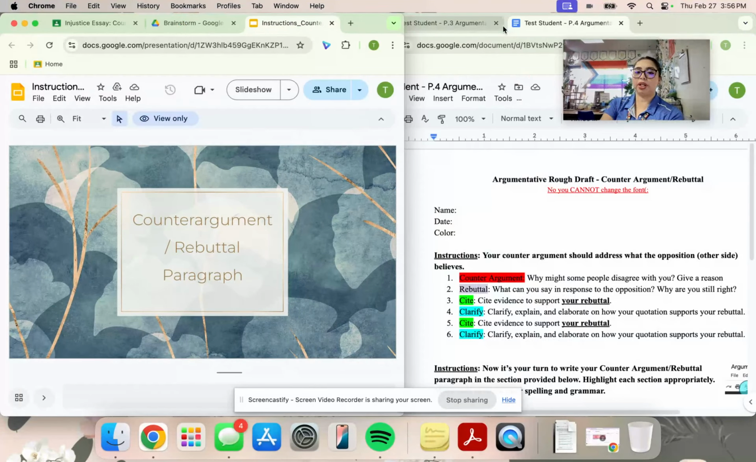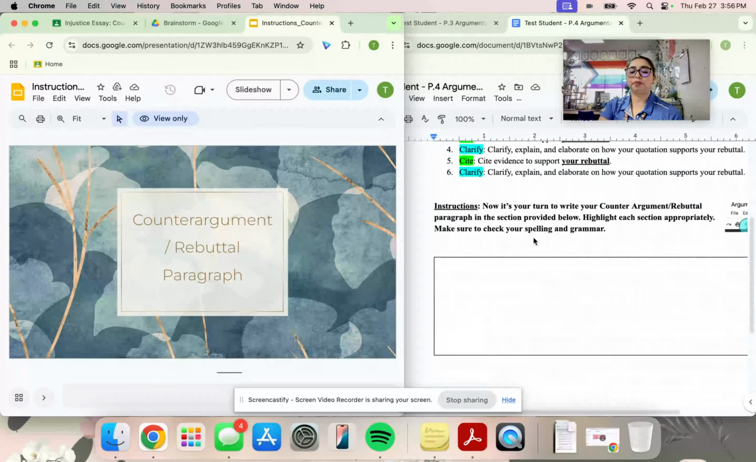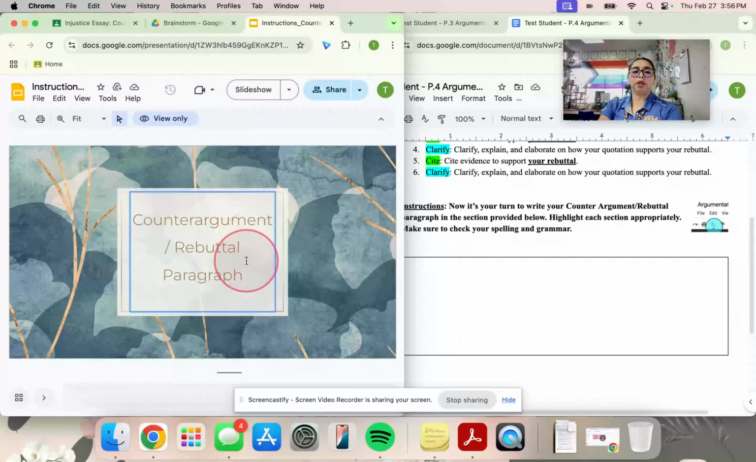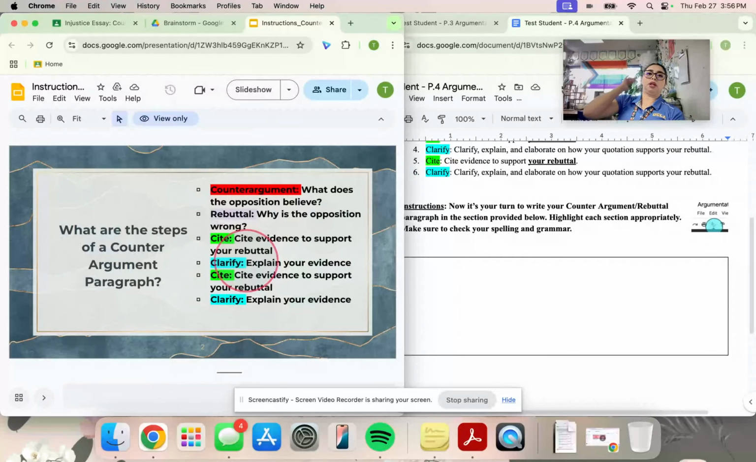Okay, so we're going to take a look at the slides. I'm going to split screen just to make my life a little bit easier. Here are the steps of the counter-argument paragraph. These are the things that you need to have. You first need to have a counter-argument. Why does the opposition, the person who's opposite from you, counter means opposite, why do they disagree with you? You're giving me a reason. And then the rebuttal is the most important part. Why are they still wrong?